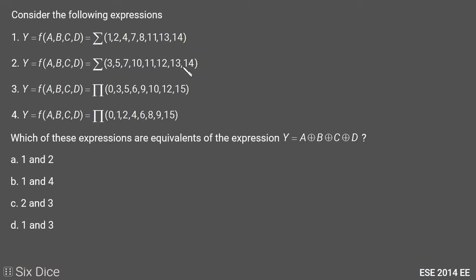Okay guys, in this question we need to find which one of the following minterm and maxterm expressions will give us a result of Y = A XOR B XOR C XOR D. If we look very carefully, option 1 and option 3 are the same, because whichever minterms are present in option 1 are present as maxterms in option 3, and whichever maxterms are not present in option 3 are present in minterm form in option 1. The same goes for option 2 and 4.